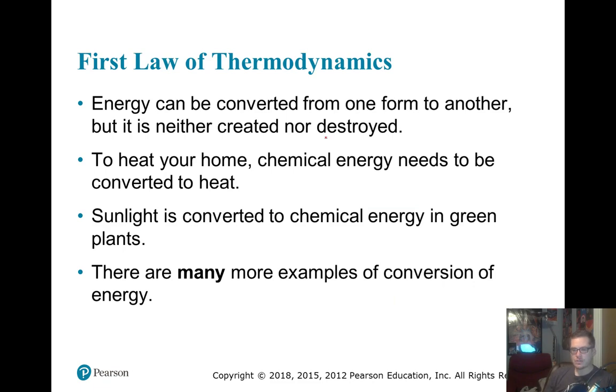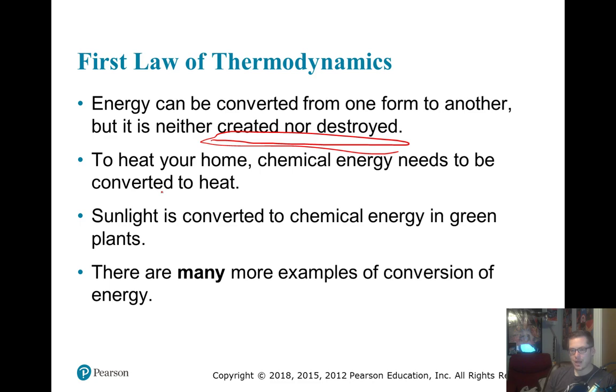First law of thermodynamics: energy can be converted from one form to another, but it is neither created nor destroyed. That's the basic middle school definition of the first law of thermodynamics, that energy cannot be created or destroyed. Here are some examples. In order to heat your home, chemical energy needs to be converted into heat.